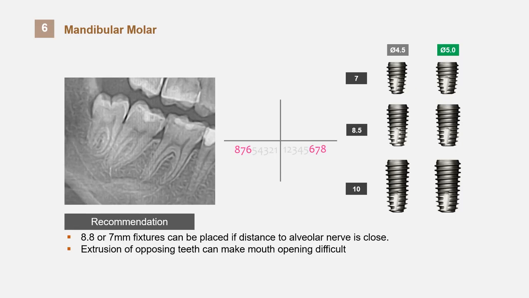Although implant is generally placed with a guide type of 4510 and 5010 in the case of molar tooth in the mandibular, the distance from the alveolar nerve is the most important factor. Therefore, the length is adjusted in planning stage if the nerve is close by. Similarly, in the case of the molar tooth in the mandibular, limitation in the opening can occur if the opposing teeth are extruded.